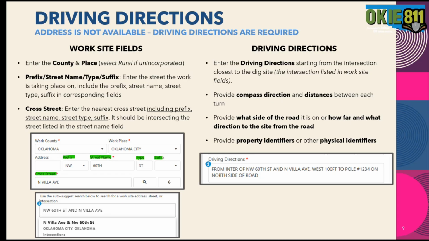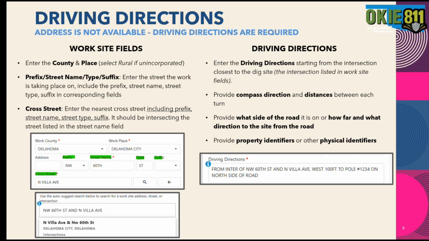In the driving directions field, you're going to provide the details of those driving directions. So you'll enter the driving directions starting from that intersection, which most likely should be the one you've entered into the worksite fields. You're going to provide compass direction and distances between each turn, provide what side of the road it's on, and how far and what direction to the site from the road is helpful too, especially if it's rural. Any property identifiers or other physical identifiers are helpful too, again, especially if it's rural, to let the locators know where the work is taking place and what they can look for as they're driving to look for that location.